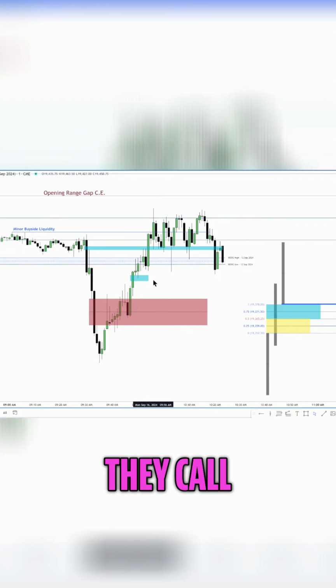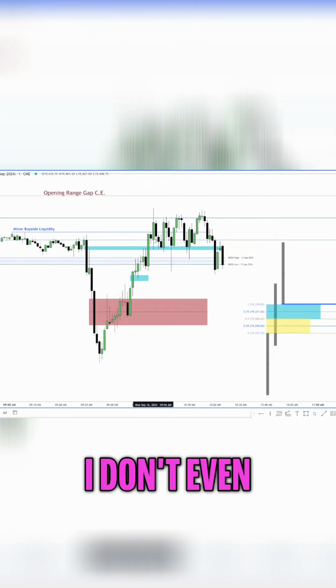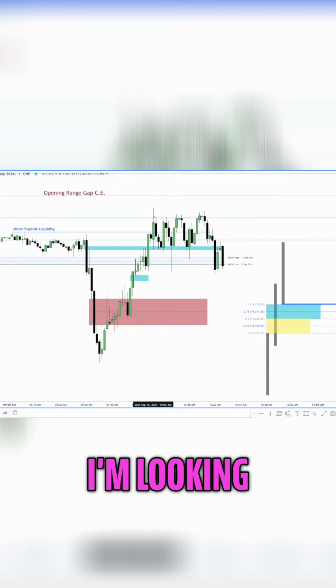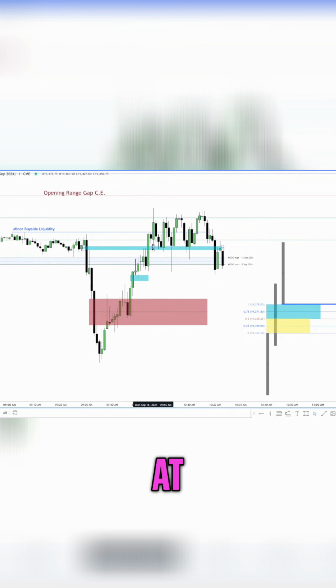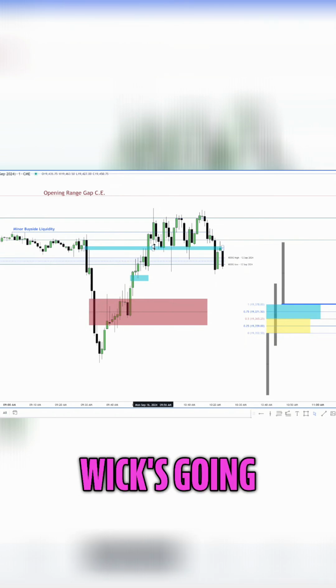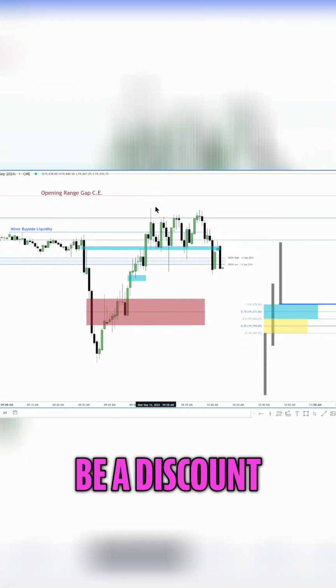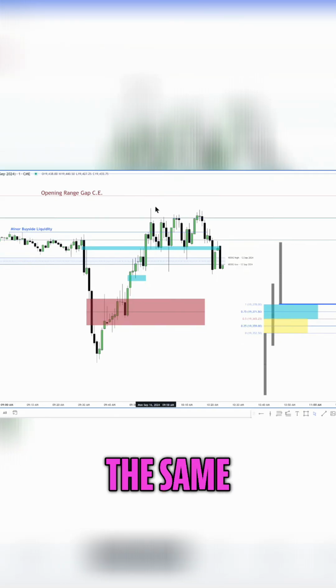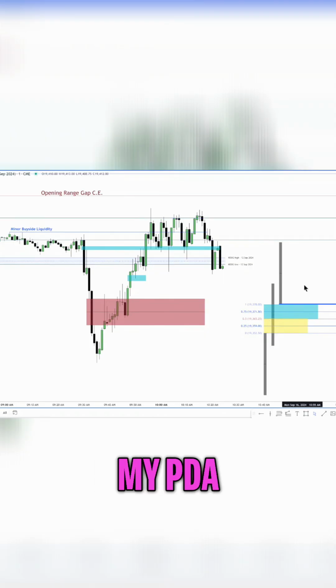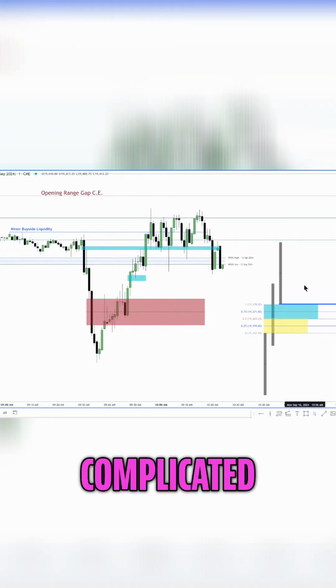You know, they call these wicks, and then below it's a tail. I don't even go that far. I'm looking at a wick wherever it's at. And if it's above market price, then that wick's going to be a premium array. If it's below price, then it's going to be a discount array. So if it's a discount array, the same thing I'm teaching you about the fair value gap, my PD arrays work with the wicks the same way. It's very simple. It's not a very complicated thing.